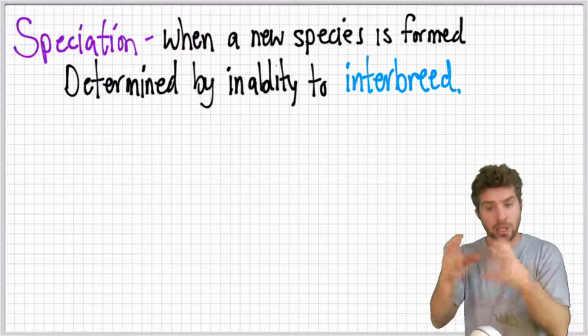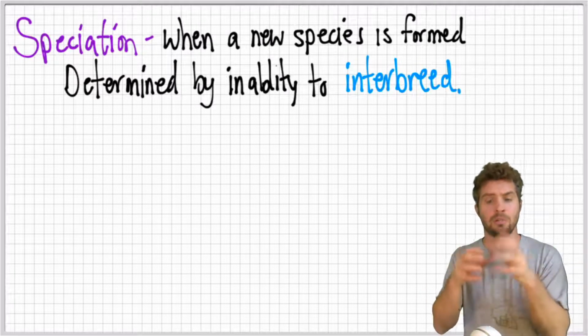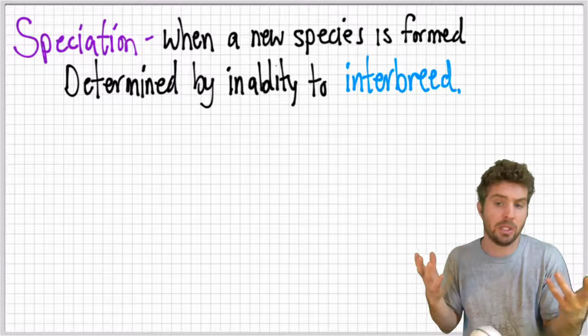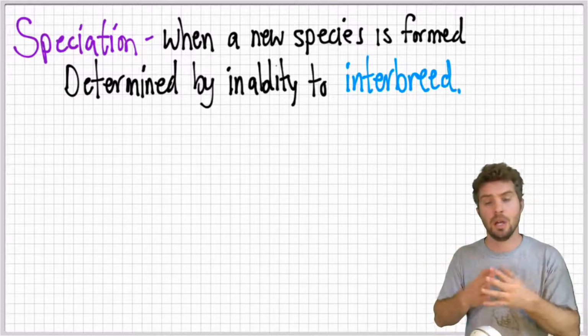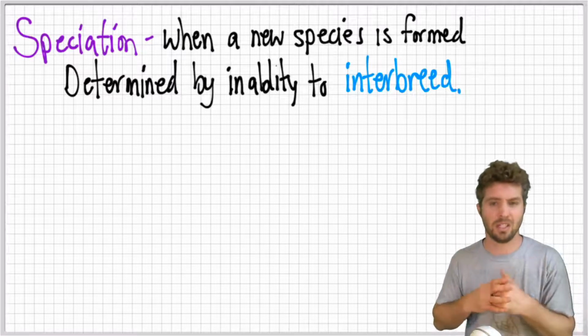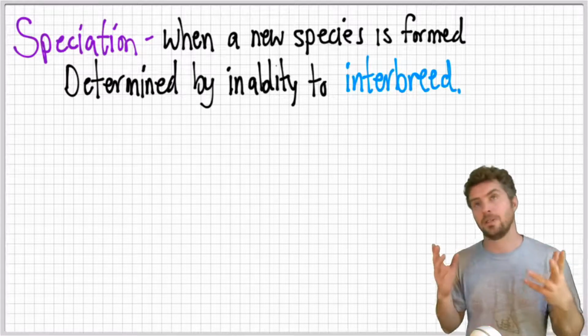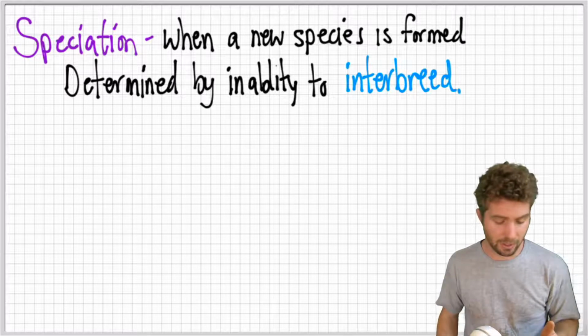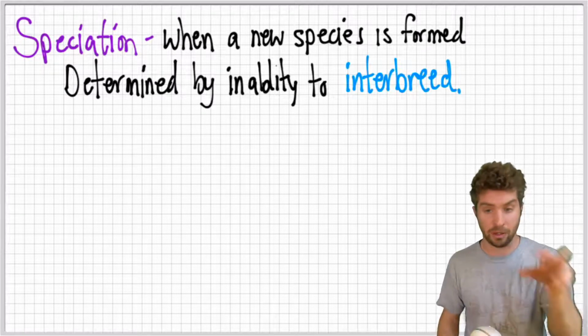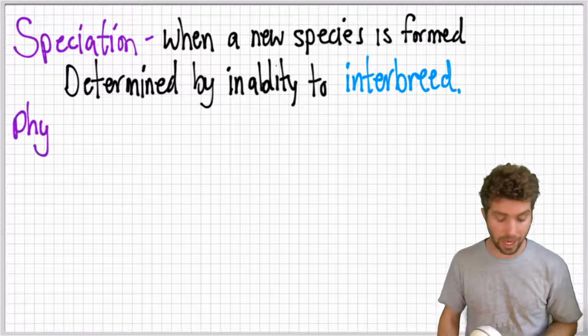So if the offspring of those two organisms can't breed, if it can't reproduce, then it's not really a species. It's a sort of combination of two other species, which isn't really a thing. I mean, it is a thing, but it's not a species in and of itself. Okay, so that's the definition of speciation, of a new species being created.